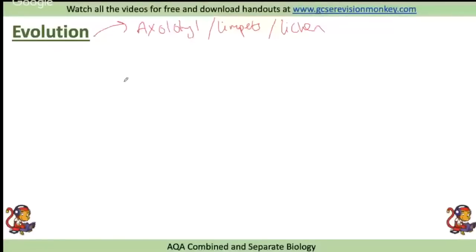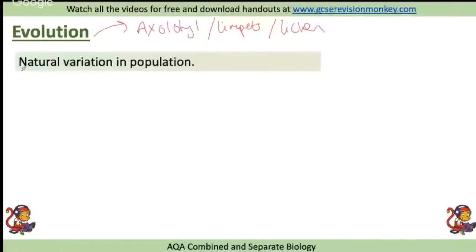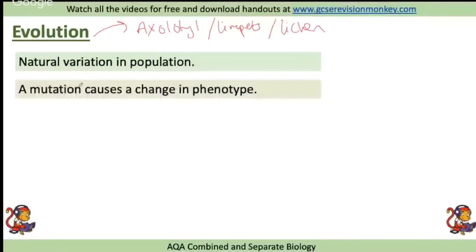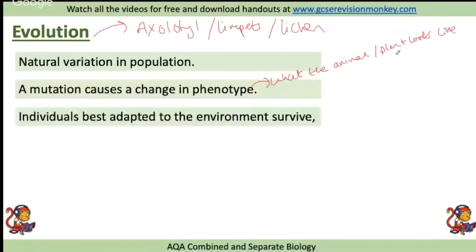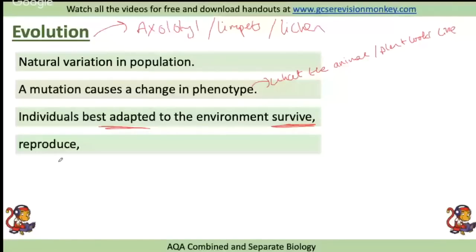So the idea that there's natural variation in the population anyway, and a mutation, which is a change in the DNA, causes a change in phenotype. If you remember, that's what the animal looks like. So if you can't remember phenotype, it's what the animal or plant looks like. So individuals best adapted to the environment will then survive. So get the words best adapted and survive in there. They will reproduce and they will pass on their genes to the next generation.